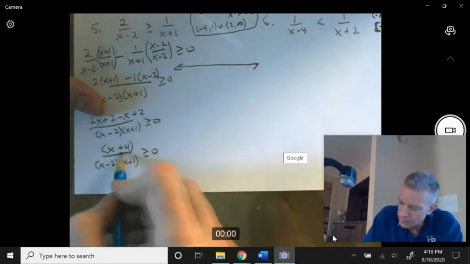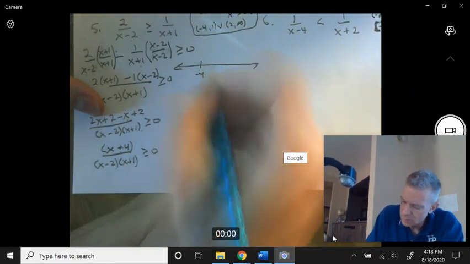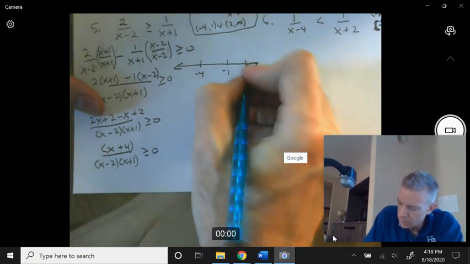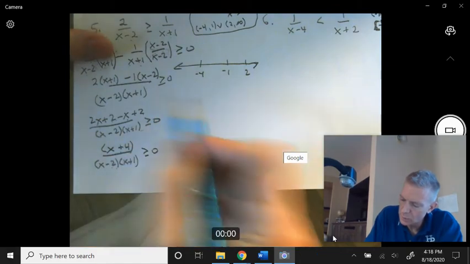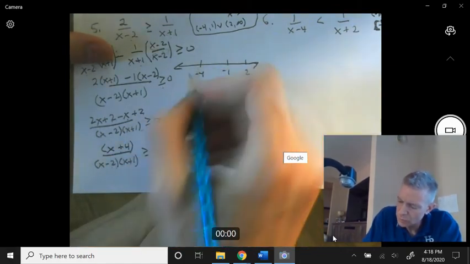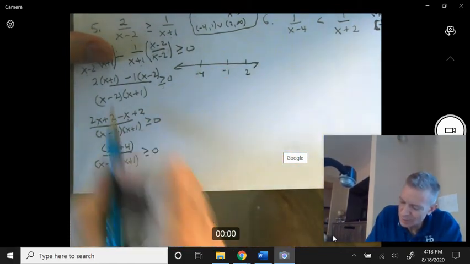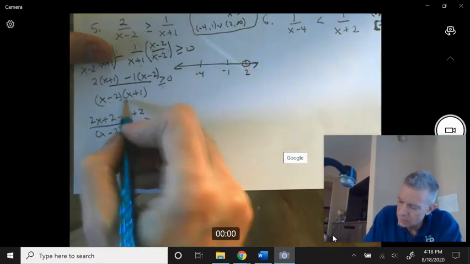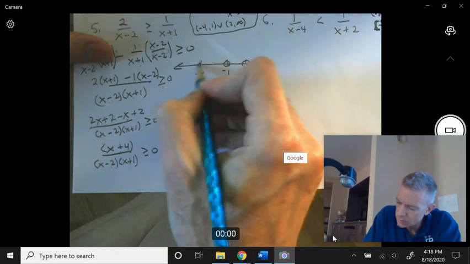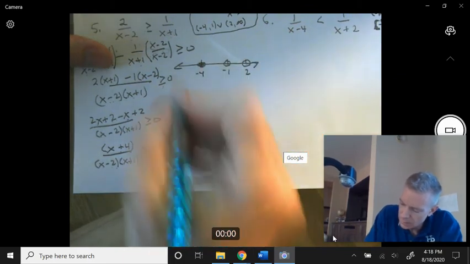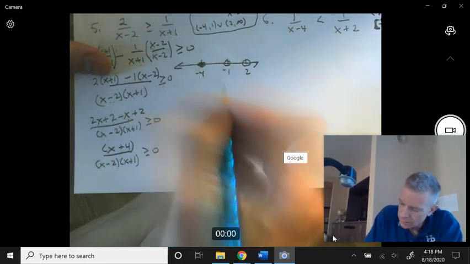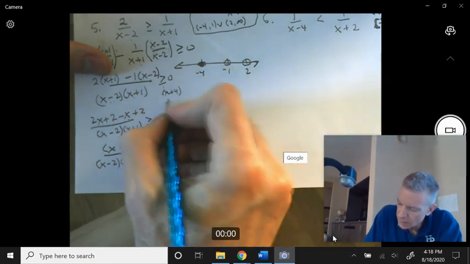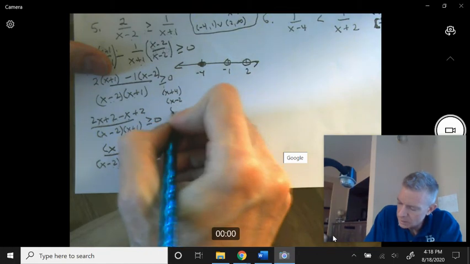Okay, so let's try number 1. The critical values are -4, +2, and -1. And it looks like they're going to be closed circles. However, anything that makes your denominator 0 has to be open. So 2 has to be open, and -1 has to be open. Okay, we've got our factors of x plus 4, x minus 2, and x plus 1.